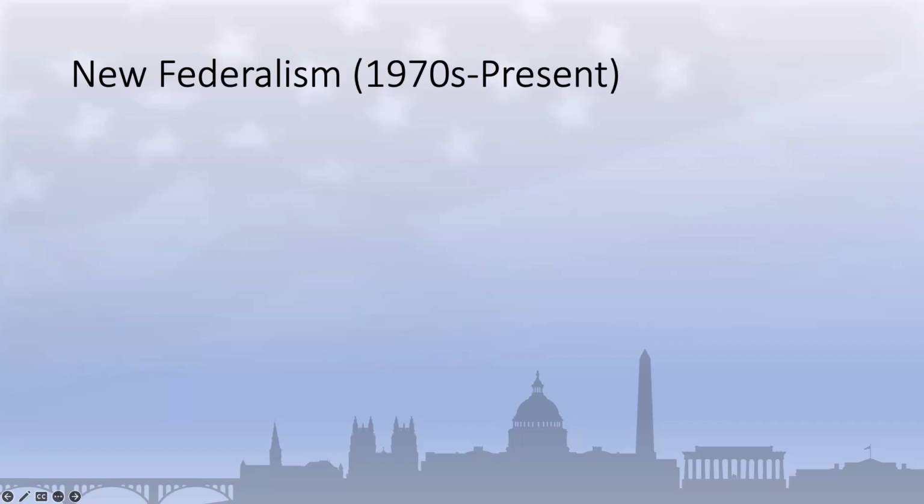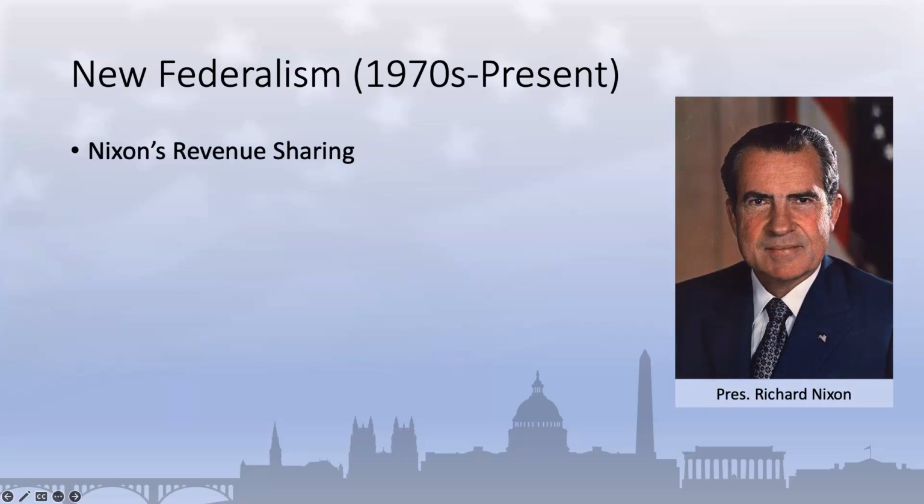The push for New Federalism was perhaps first operationalized by President Richard Nixon's revenue sharing program. Enacted in 1972, revenue sharing provided federal funds to state and local governments with few restrictions on how such funds could be spent. This approach was intended to give states more flexibility and discretion in addressing local needs while ensuring they had the resources necessary to do so.